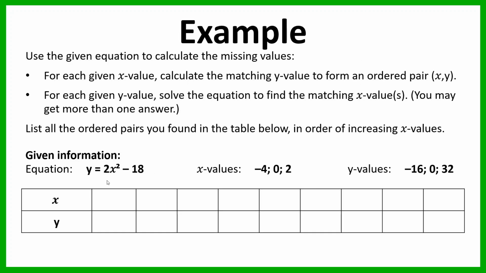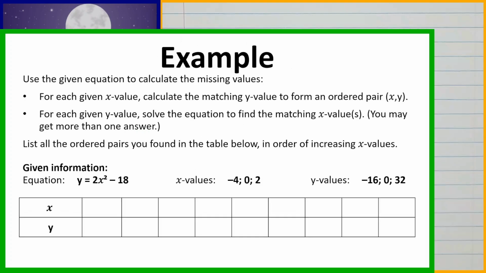In this example, you've been given an equation y equals 2x squared minus 18 with the x values negative 4, 0, and 2 and the y values negative 16, 0, and 32. What we need to do is take the given x values and y values and substitute them into the equation and find the corresponding y values and x values so that we can get ordered pairs, which we will then put into our table. Okay, let's go and have a look at how we would do this.